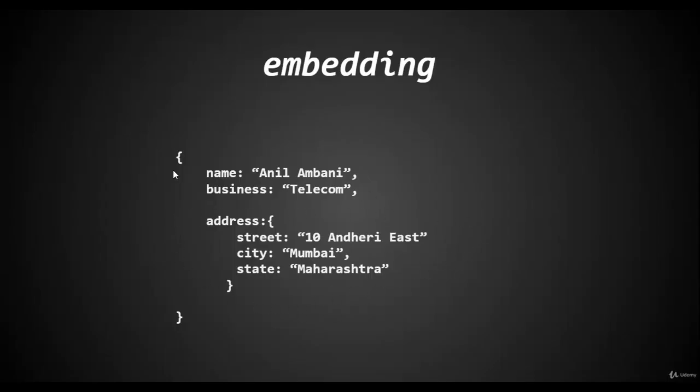In this way we can achieve one customer, one address, one address, one customer. In this way we can achieve one-to-one in MongoDB. So this is the one strategy, embedding the document inside the main document.